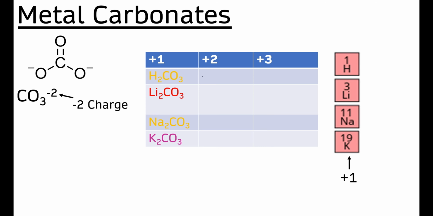Here are those +1 ions in the periodic table, and they require a 2:1 ratio for the ions. It must be noted here, though, that hydrogen is not a metal, and is therefore not a metal carbonate.